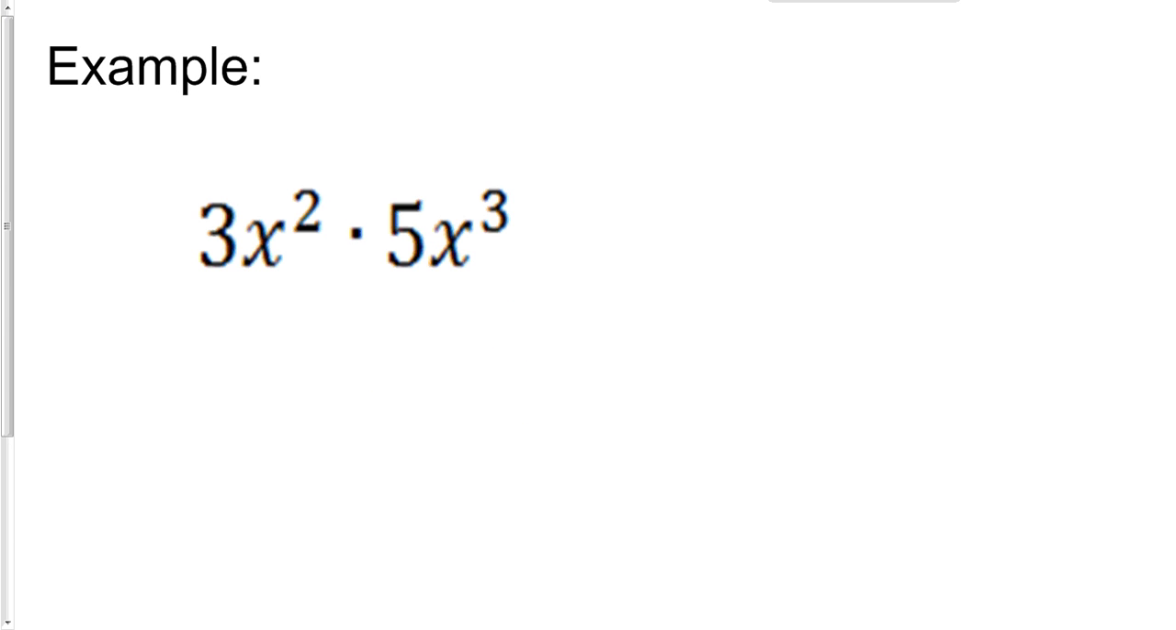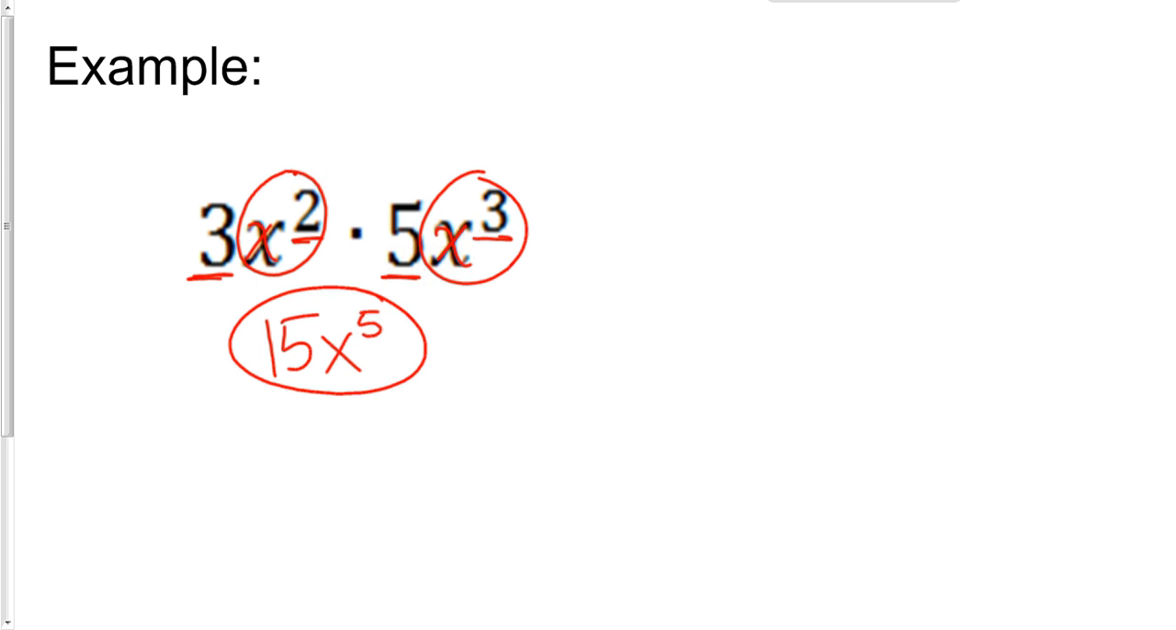Here's an example. 3x squared times 5x to the third. First thing we're going to look at are these. These are our coefficients. The exponent rules don't apply to these guys. This is simple multiplication. 3 times 5 is 15. When I look at my variables, I have like bases. They're both base x. So I can take the exponents, x to the second times x to the third. I have a total of 5 x's being multiplied together, so I would have x to the fifth power.